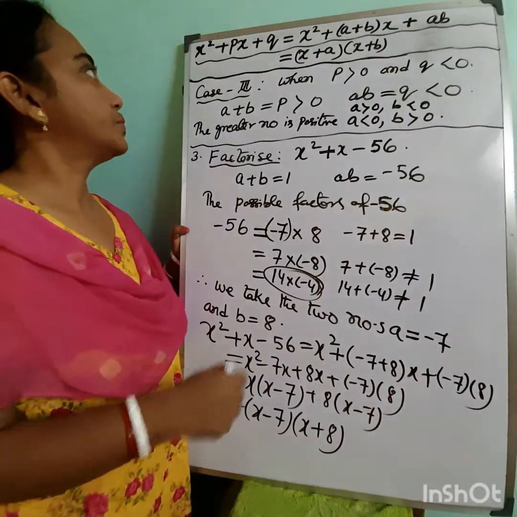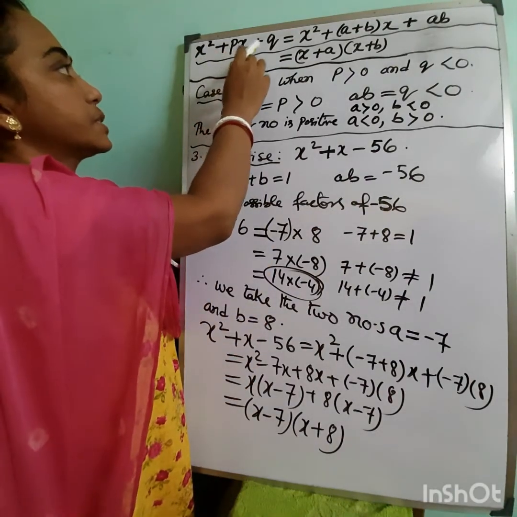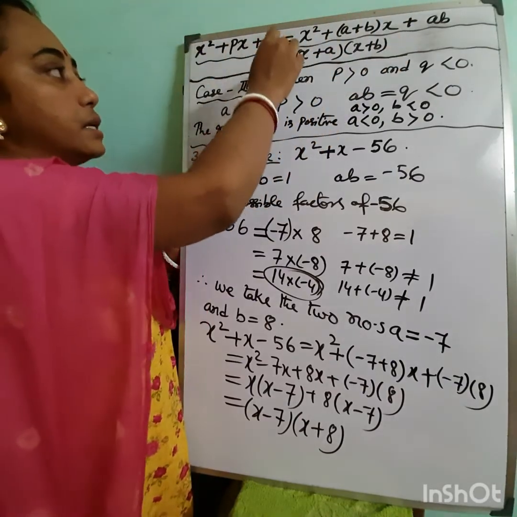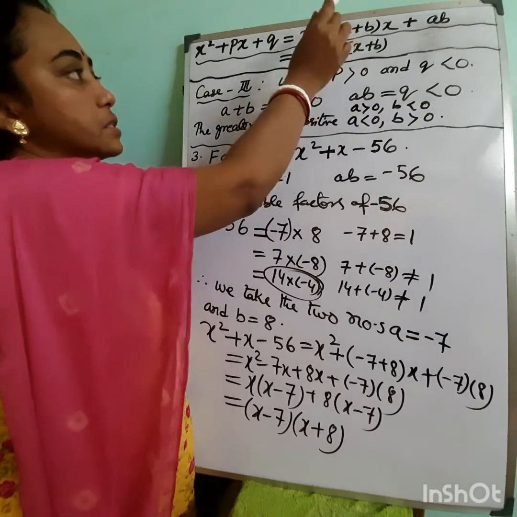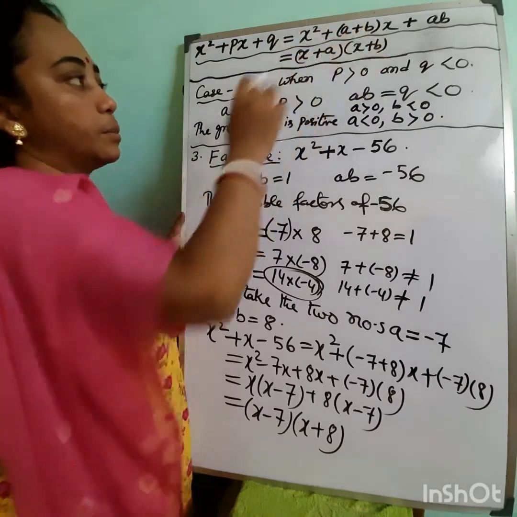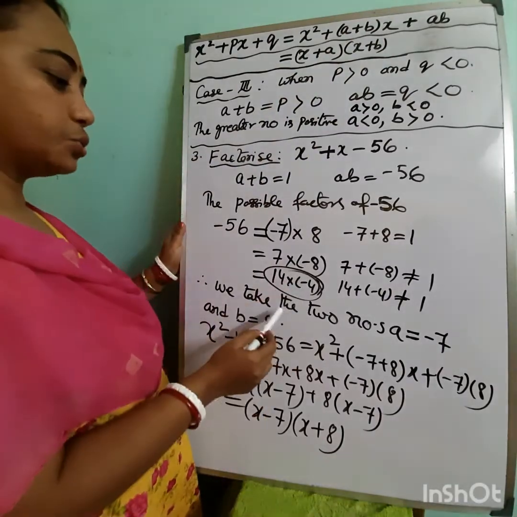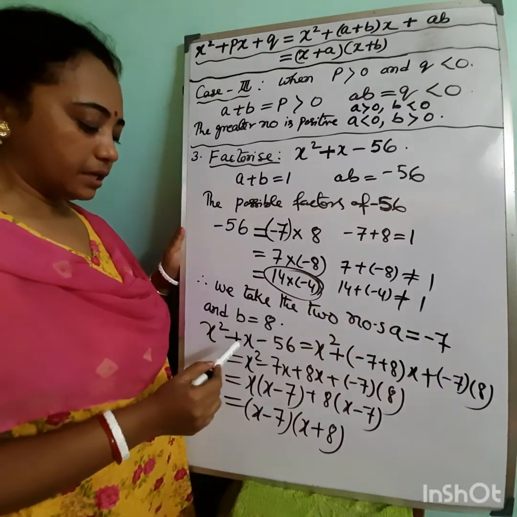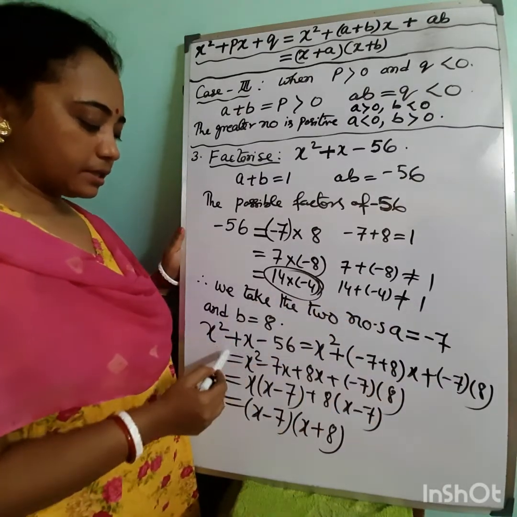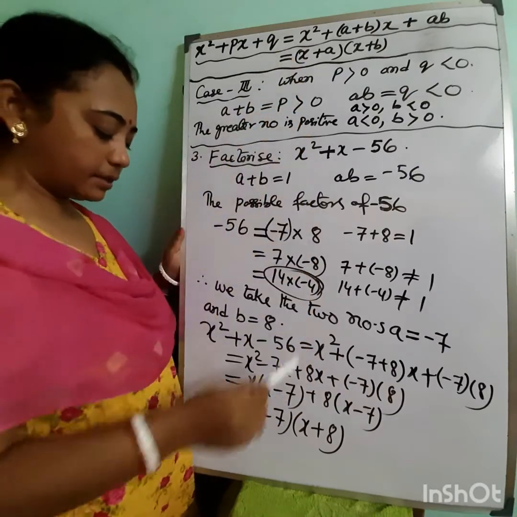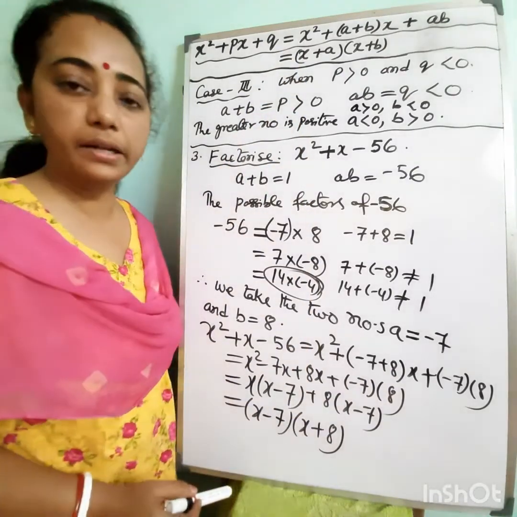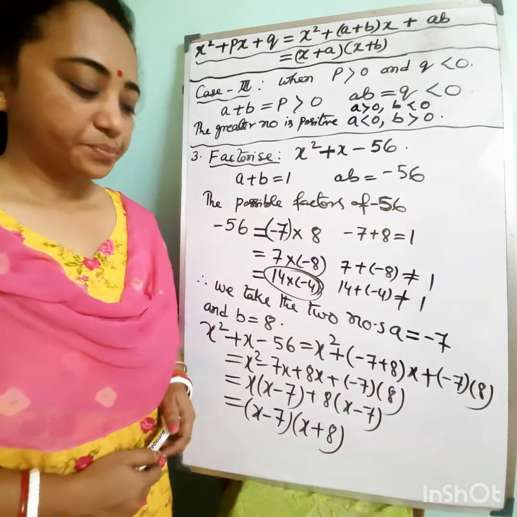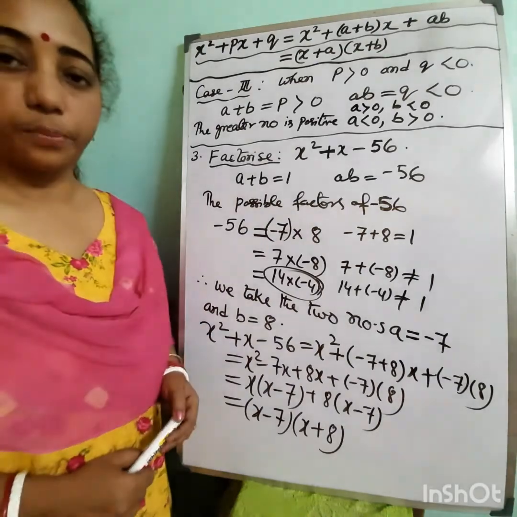Now in this case, if we observe the expression x square plus px plus q, that is x square plus a plus b x plus ab, that is equal to x plus a, the first number a, then x plus b, the second number, we can directly write. So if we get the two numbers a and b, if we take a is equal to minus 7 and b is equal to 8, then we can directly use this formula, that is x minus 7 into x plus 8. We can directly put this value as the two factors. So we can do it directly also, but only if we remember this factor form.